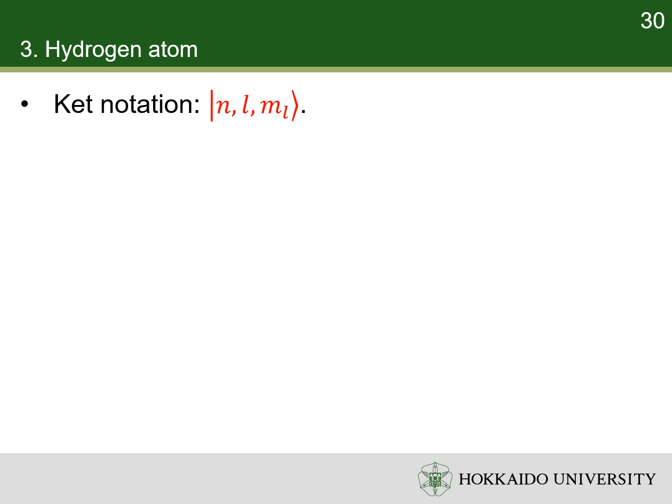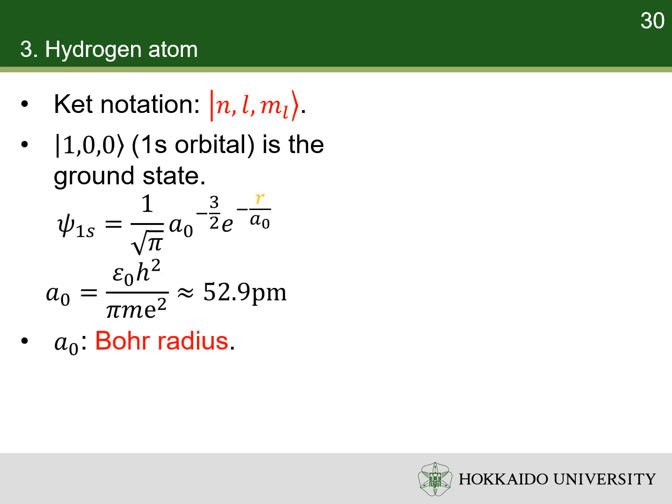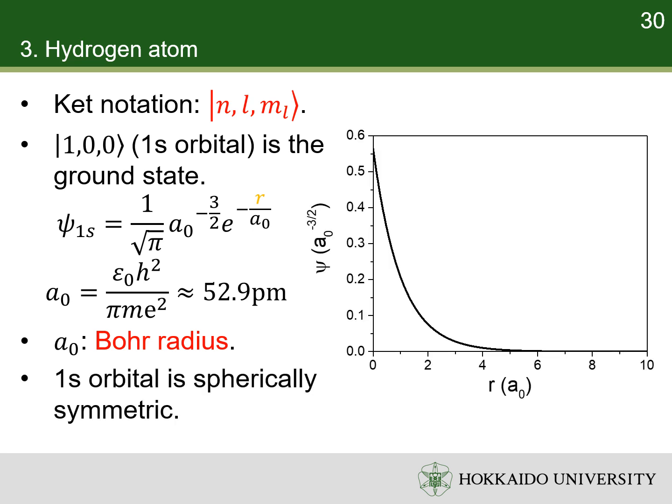Since each orbital corresponds to 3 quantum numbers, it can be labeled with the ket notation. The ground state of hydrogen atom is the |1,0,0⟩ orbital, also known as the 1s orbital. Its wave function is independent of direction. In other words, it is spherically symmetric. The radial function decays exponentially with the distance from the proton. As a result, the probability density of finding the electron also decays exponentially with the distance from the proton.